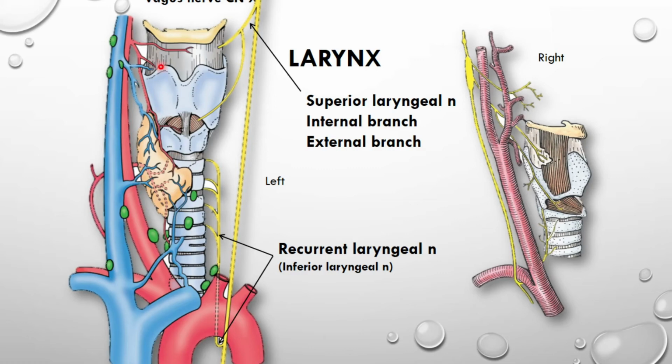And then the veins pretty much follow suit, except you have a superior and an inferior thyroid vein draining the thyroid and the larynx, but you also tend to, and this is typical but not always present, usually have a middle thyroid vein as well, but you don't have a middle thyroid artery.